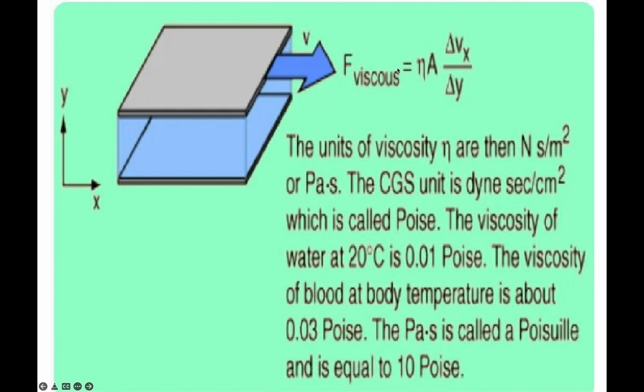Now here you can see that the viscous force is proportional to A and delta Vx by dy. This is x and this is y. The units of viscosity are then Ns per meter square, or Pa second. The CGS unit is dyne second per centimeter square, known as poise. The viscosity of water at 20 degrees Celsius is 0.01 poise. The viscosity of blood at body temperature is 0.03 poise. And 1 Pa s is called a poiseuille, it's equal to 10 poise.